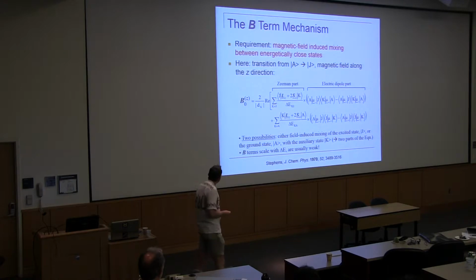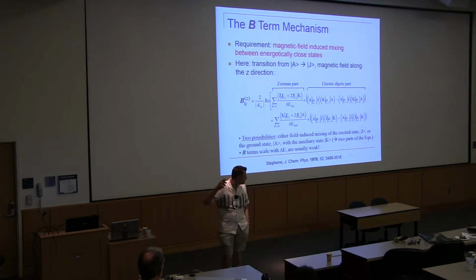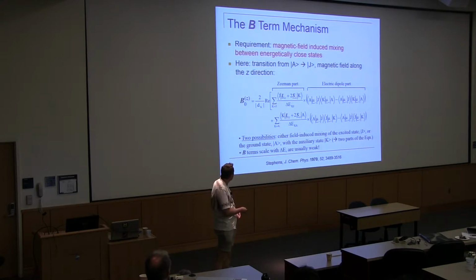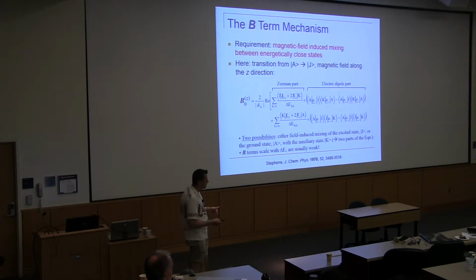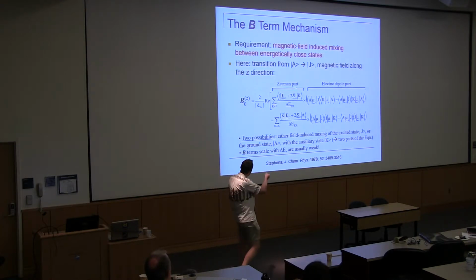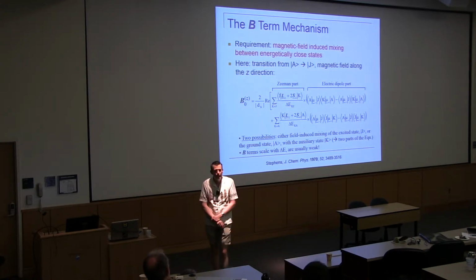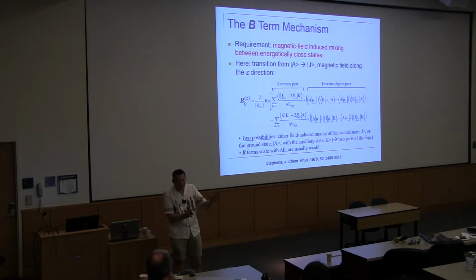Okay, so next is the B-term mechanism. It looks a bit more complicated, but essentially what we have now is a non-degenerate excited state, and then a second auxiliary state, called K here, very close in energy to that excited state, and these 2 states will mix under the Zeeman perturbation. And you can have both scenarios. You can either have the excited state J interact with this auxiliary state, or you could also have the ground state A interact with the auxiliary state. Both of those are allowed possibilities, but the important thing is that they mix under the magnetic field, under the Zeeman perturbation. If the magnetic field is turned off, there is no mixing and there's no signal.